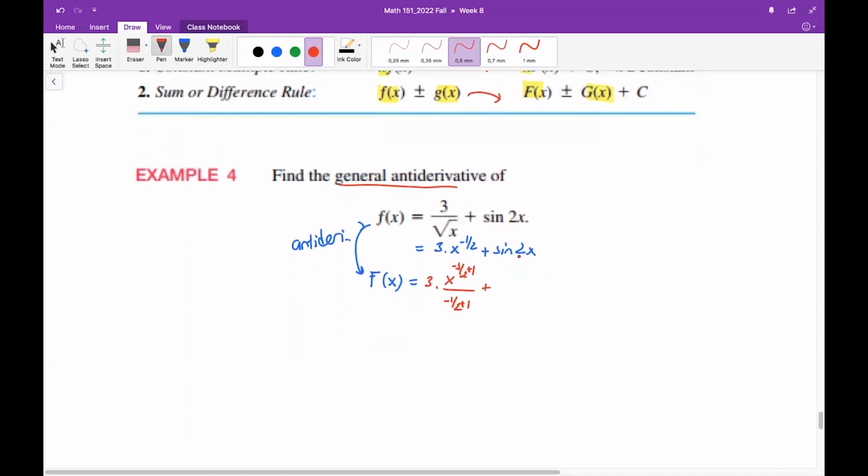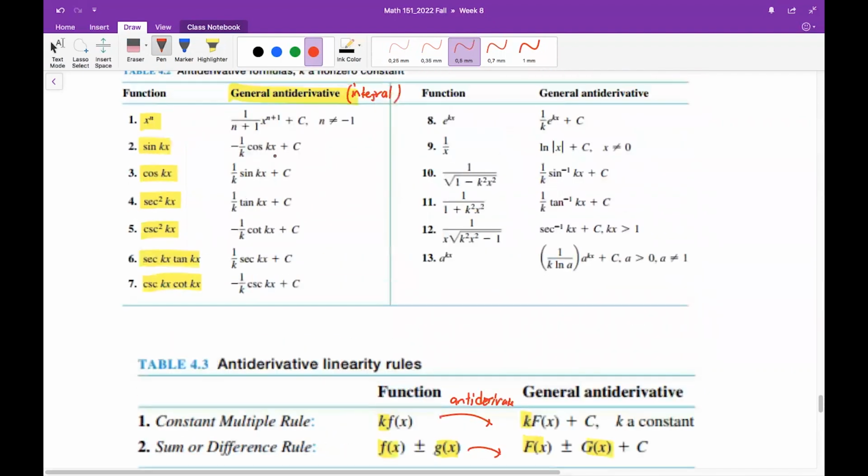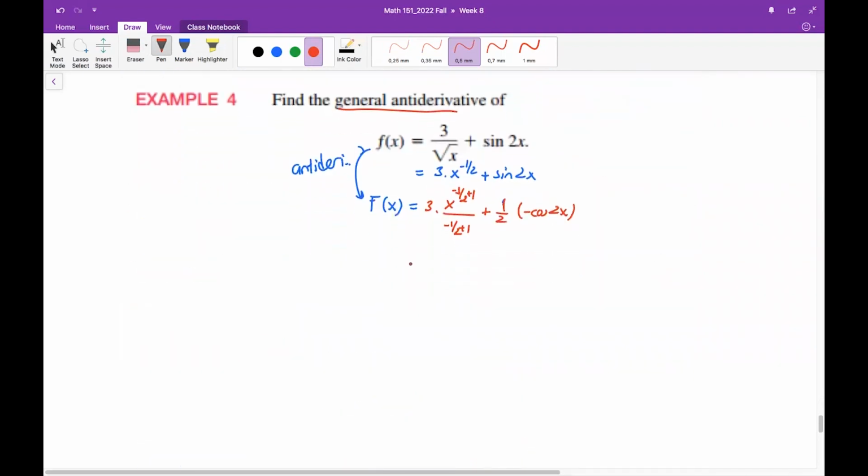Plus, tell me the antiderivative for sine 2x. It is obviously minus cosine 2x, but to get rid of the extra 2 coefficient, you will put 1/2. Minus cosine 2x over 2. It is also given here, you see. So the antiderivative function is 3 times x to the power 1/2 divided by 1/2, I add 1 to the power, divide by the same power, plus minus cosine 2x over 2.